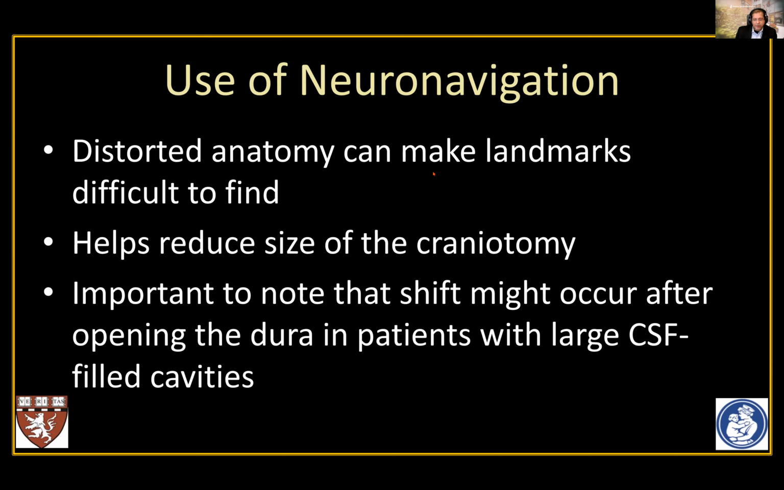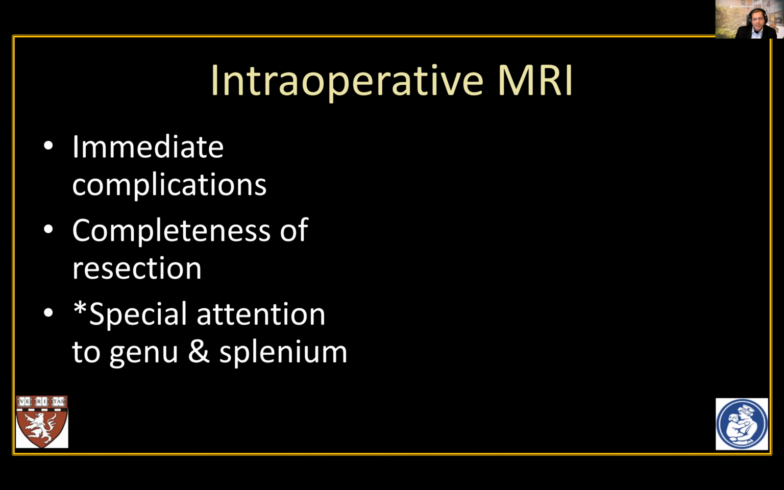The surgeons use neuronavigation, and so when you do the pre-op scans, you may want to include a scan which is compatible with the BrainLab or Stealth that they use for neuronavigation. One of the things to note is that if you have patients with large cystic areas, large infarcts, those lesions might shift, and the neuronavigation may fail at the time. On intraoperative MRI, you would look for immediate complications and complete resection with special attention to the genu and splenium.